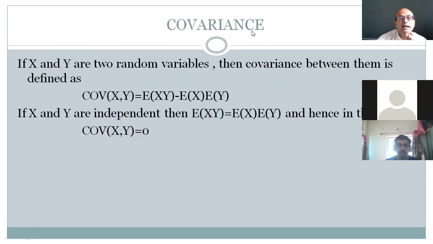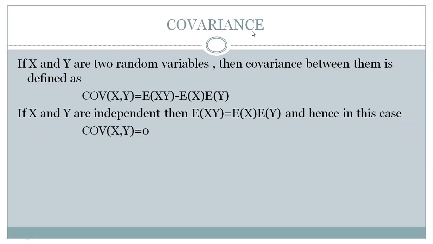Covariance. If x and y are 2 random variables, then the covariance between them is defined as covariance of x comma y is equal to expectation of xy minus expectation of x into expectation of y. This expectation of x is nothing but the mean of x. Expectation of y is nothing but the mean of y.